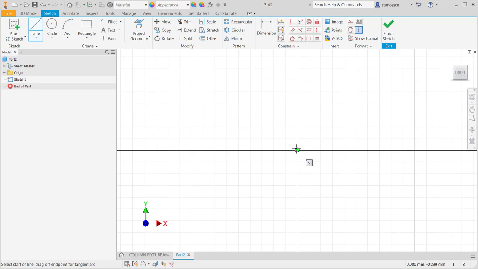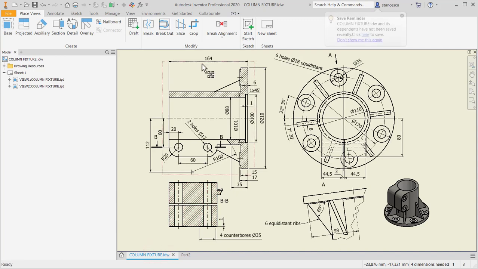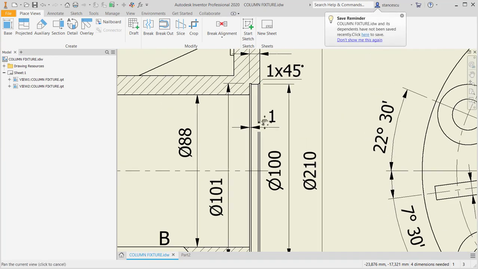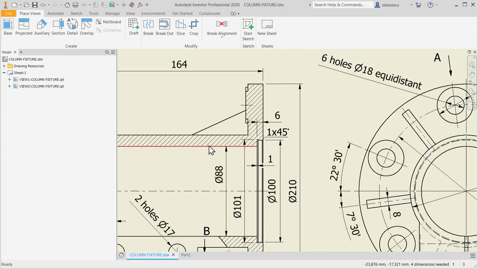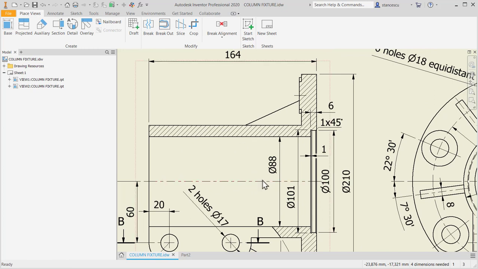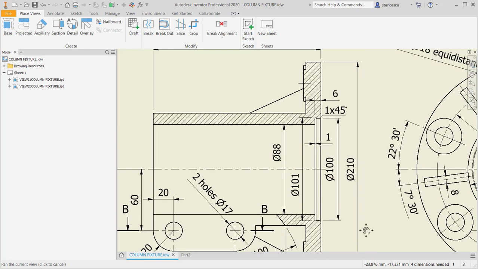We draw lines starting from this point, center point, and the closing is the center line. We apply dimensions 164, and we draw this contour without chamfer. This also internal with the dimensions from here, 88, 101, 100, 210, 6, and 15. Yes? Okay.